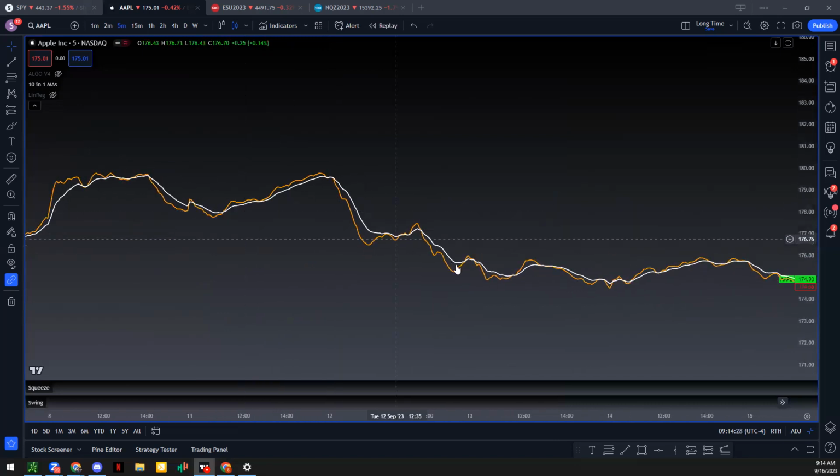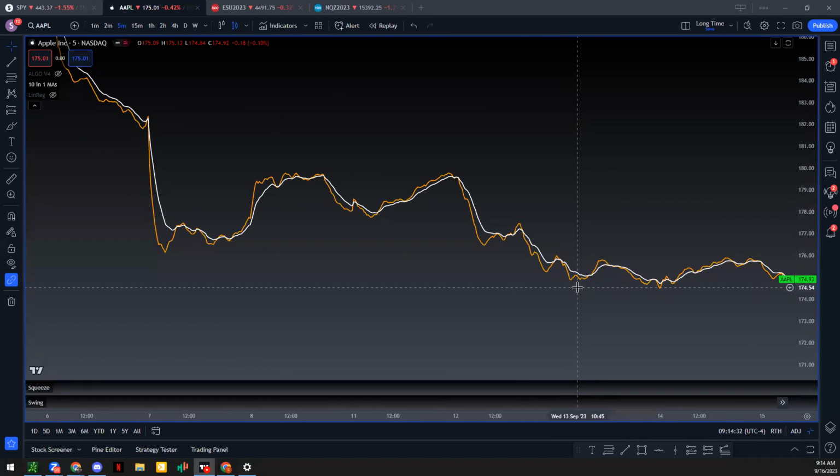So this strategy is a trending strategy, right? With this we're looking for a continued move in the direction of the crossover, and possibly a big move.